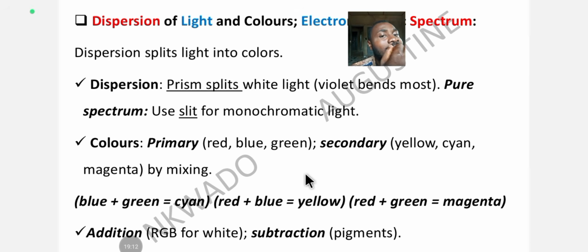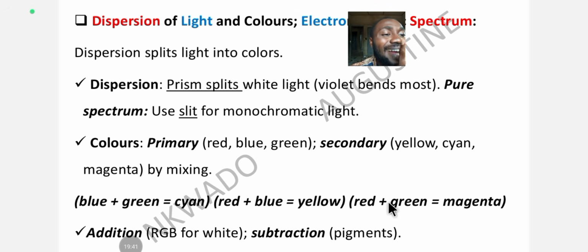And how do we mix to get secondary colors? Let's do the common ones that JAMB always sets. The first one is when we mix blue and green, two primary colors, we are going to get cyan. Cyan is a color that resembles purple in it, like thick purple. When we mix red plus blue, we are going to get yellow. Please know all these things, so that you know which colors to mix to get a particular secondary color.